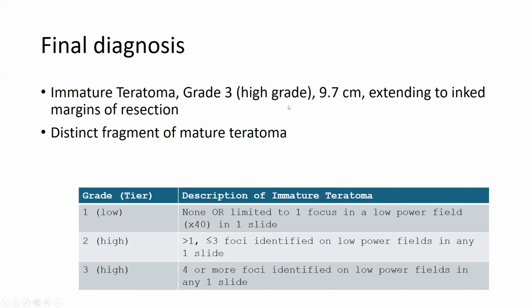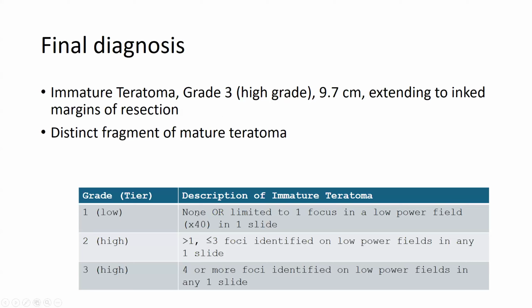How are we going to make the decision to call it grade 3 or high grade? So typically in the ovary and in the testis, we use this grading system, but in extragonadal germ cell tumors, you can also utilize the same gonadal grading system. So you see here it's grade 1, 2, or 3, and grade 1 is considered low grade, and 2 and 3 are considered high grade.